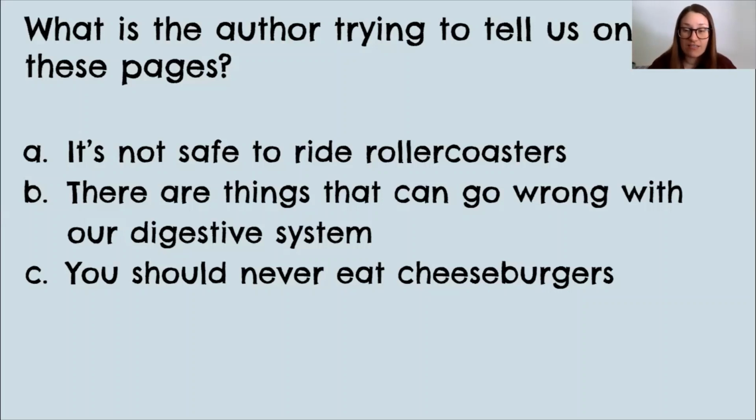Is it A, that it's not safe to ride roller coasters? B, there are things that can go wrong with our digestive system? Or C, you should never eat cheeseburgers?